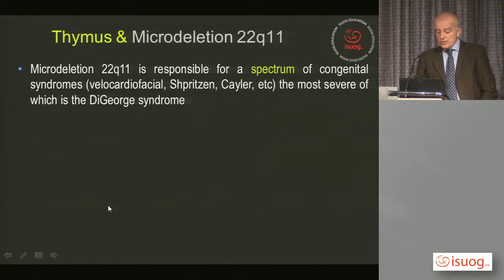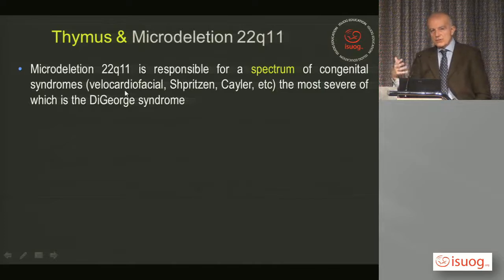The relationship between thymus and microdeletion is shown in this slide. Microdeletion is a spectrum of deletion within this locus here, which is responsible, as I was telling you before, for a group of syndromes which have taken different names across 20 years or more, and then all of them were discovered to be linked to the same abnormality, which is the microdeletion. Velocardiofacial, Sprintzen, Kylen, Opitz, BBB, and so on and so forth, and all of them are related to microdeletion 22q11.2.